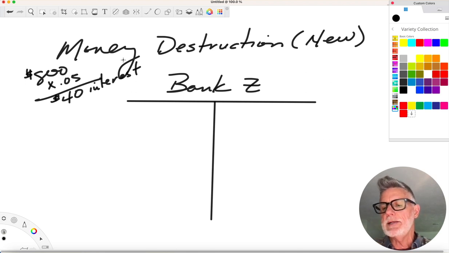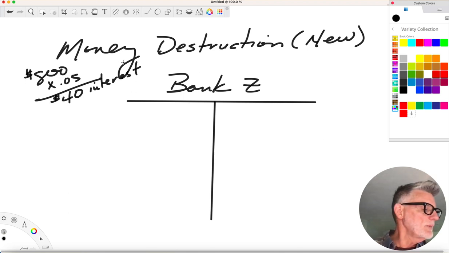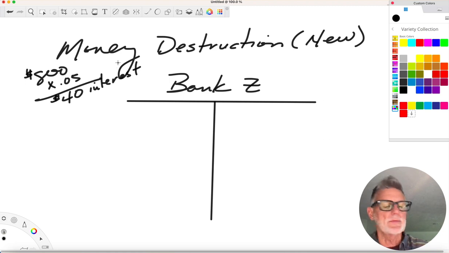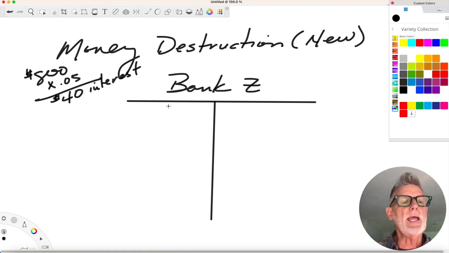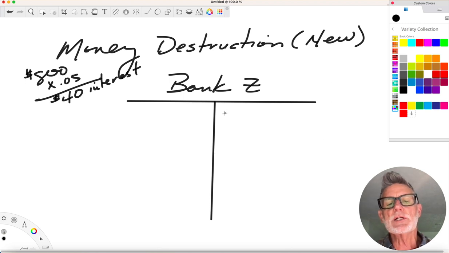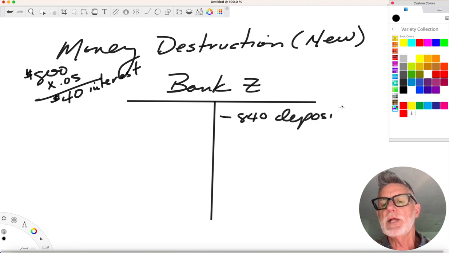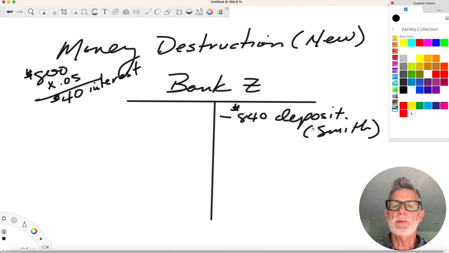So the loan was made, and then later on, Smith is going to what? Smith is going to repay the loan. So what happens when the loan is repaid? Well, the loan principal has to be repaid, the $800 has to be paid, and the $40 has to be paid. That's the interest. So how much comes out of Smith's account at a future date? Well, $840. So Smith is going to pay $840 out of his account to repay this loan.